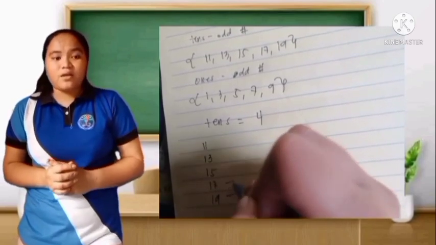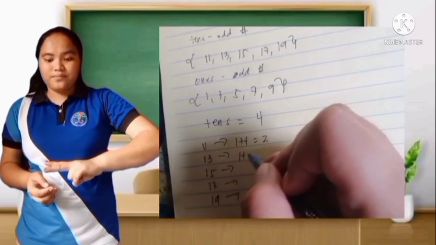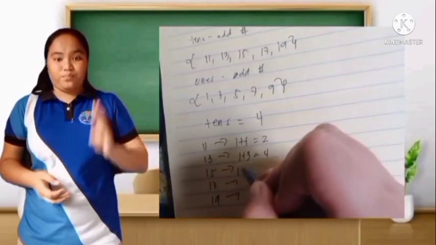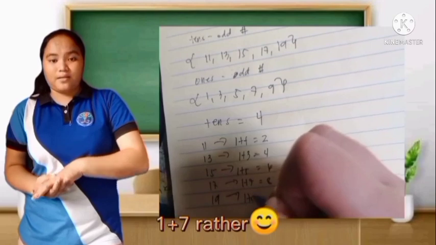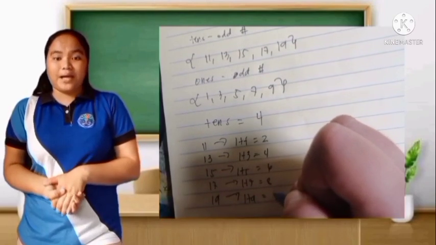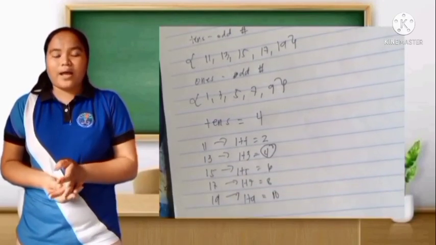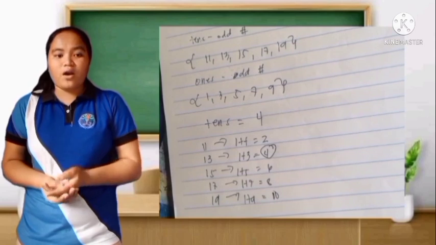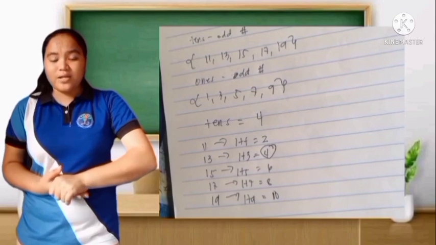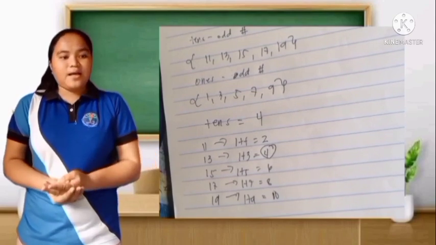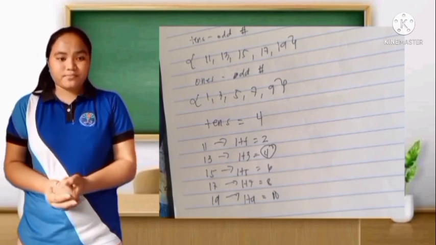So, in 11, 1 plus 1 equals 2. In 13, 1 plus 3 equals 4. In 15, 1 plus 5 equals 6. In 17, 1 plus 7 equals 8. And in 19, 1 plus 9 equals 10. So, what is the number that we are looking for? The sum is 4. So, 13. 1 plus 3 equals 4. So, 13.